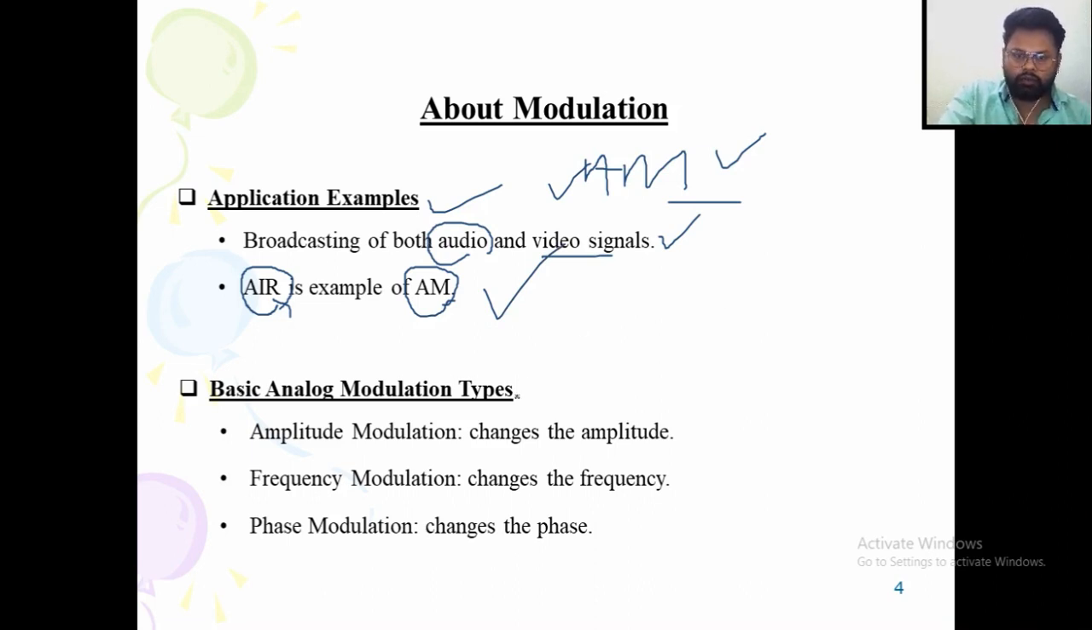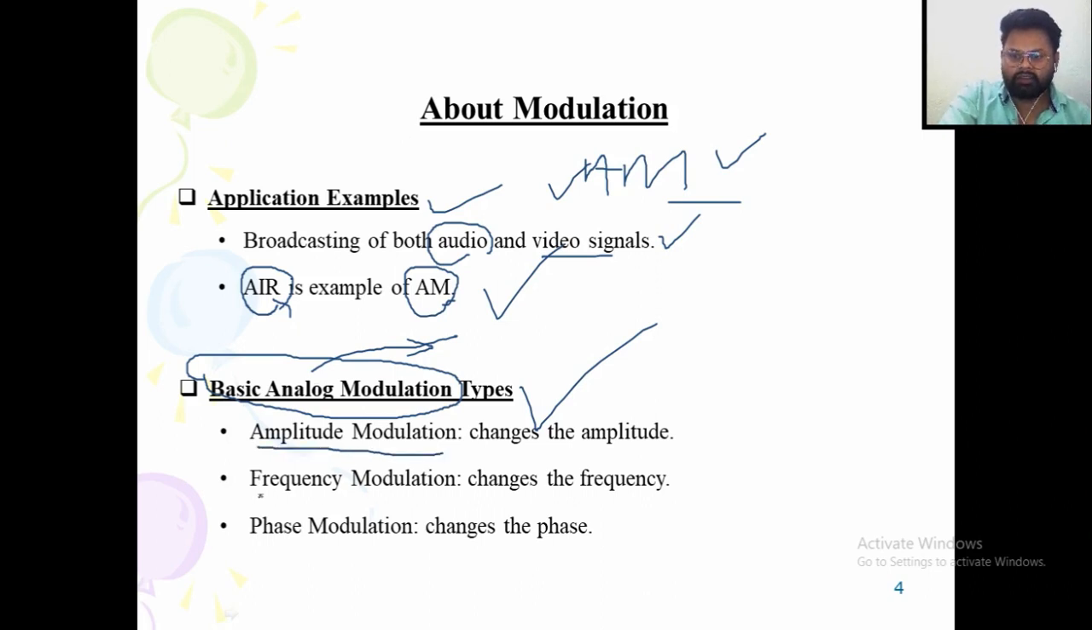And now we are going to discuss what the basic analog modulation types are. What kinds of basic analog modulation do we have? We have three kinds. First is amplitude modulation, second is frequency modulation, and third is phase modulation. These modulations are kinds of analog modulation.